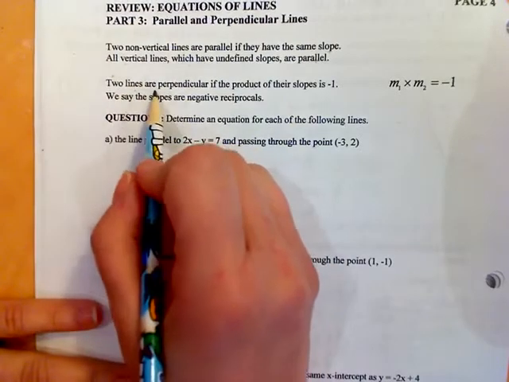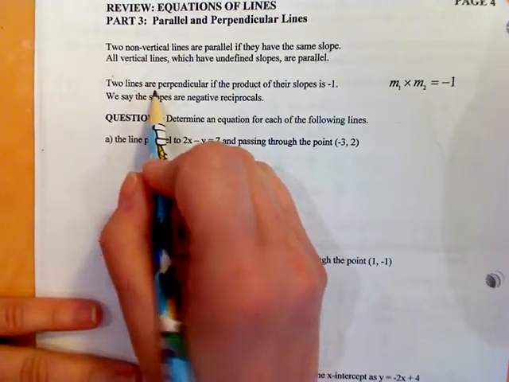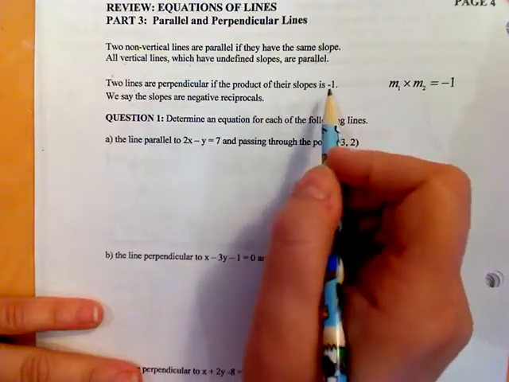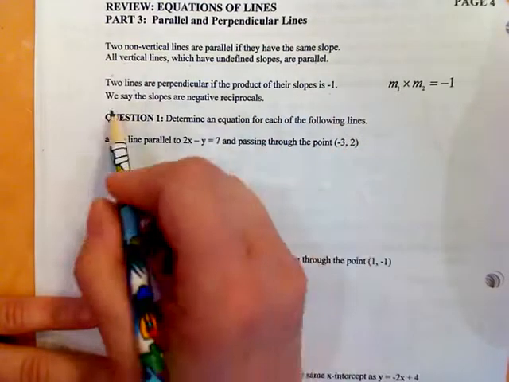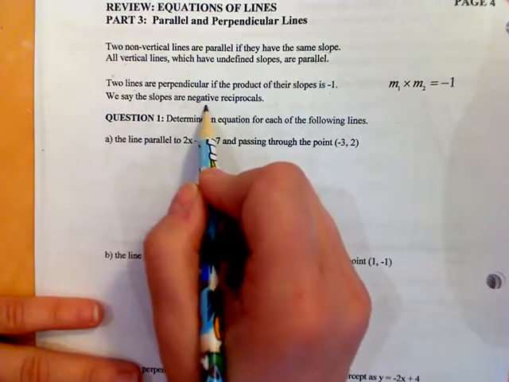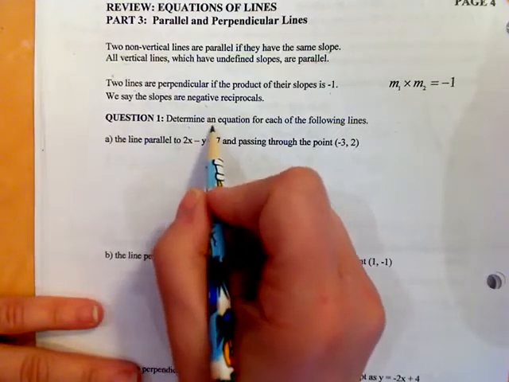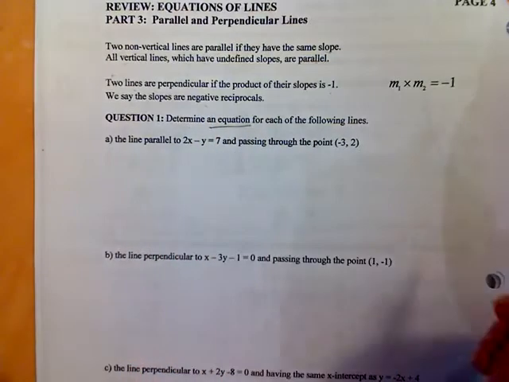And two perpendicular lines will have a product of their slopes equal to negative 1, or we can say that their slopes are negative reciprocals. So question 1, it says determine an equation. When we finish, we have to make sure we have an equation for each of the following lines.